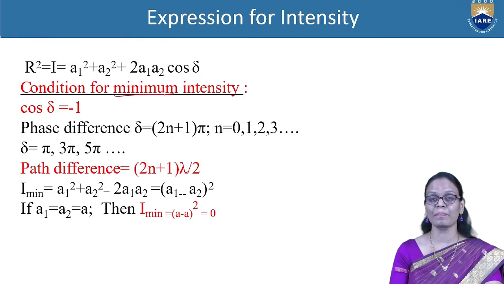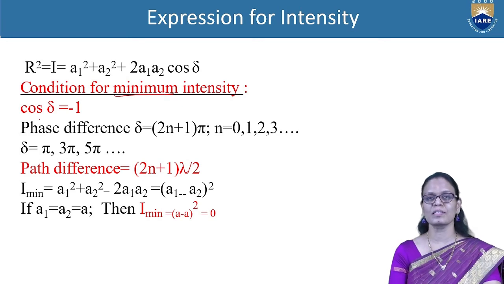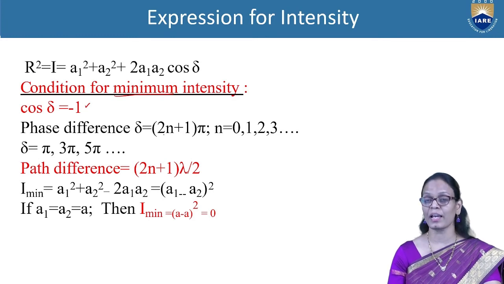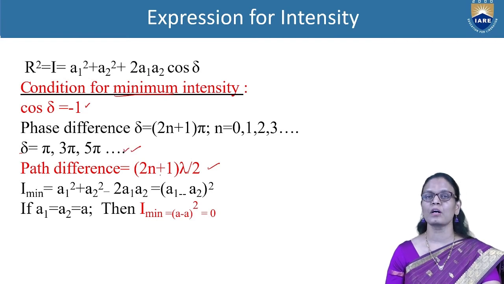Now what is the condition for minimum intensity? It is cos delta is minus 1. So what is the phase difference in case of minimum intensity or for the dark band? It is (2n plus 1) into pi, which means they are out of phase. If you take n is equal to 0, delta will be equal to pi. For n is equal to 1, it will be 3 pi, 5 pi and so on. So the values of delta are pi, 3 pi, 5 pi and so on. So the path difference is (2n plus 1) into lambda by 2.